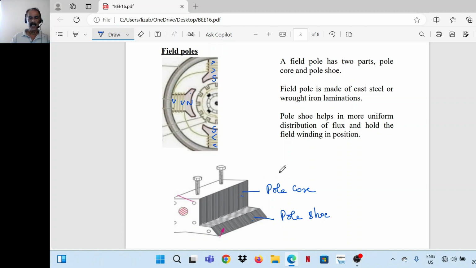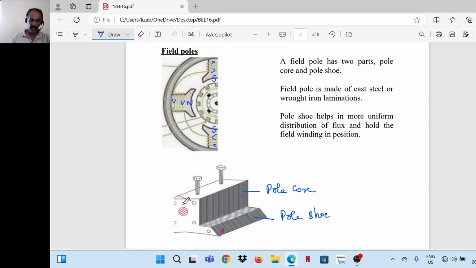So the pole core can be a single piece, but it is advisable to laminate the pole shoe because the armature conductors are carrying current. So it produces a magnetic field around it and the armature is continuously moving. So a magnetic field is moving next to the pole shoe. This can induce an EMF in the body of the field pole, which can circulate a current, that means eddy current. So the pole shoe must be laminated in every case, but the pole core can be a single piece or it can be laminated as well. But in most of the modern machines, both pole core and pole shoe are laminated.